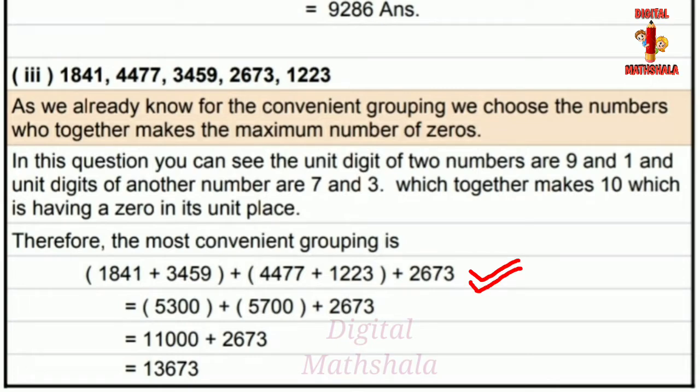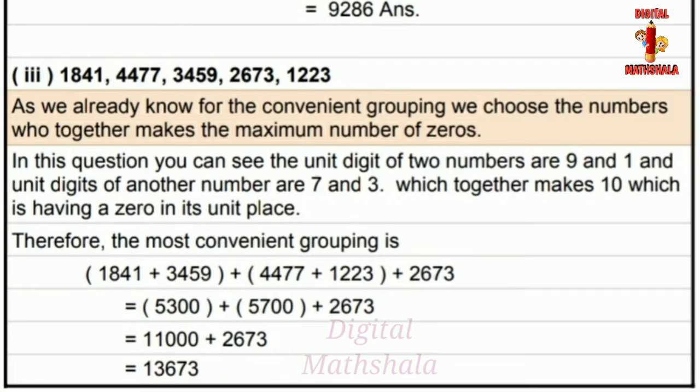When we add the first group, we will get 5300, and when we add the second group we will get 5700. When we add these we will get 11,000, and then we add 11,000 to 2673, then we will have 13,673 as the result. I hope you understand this.